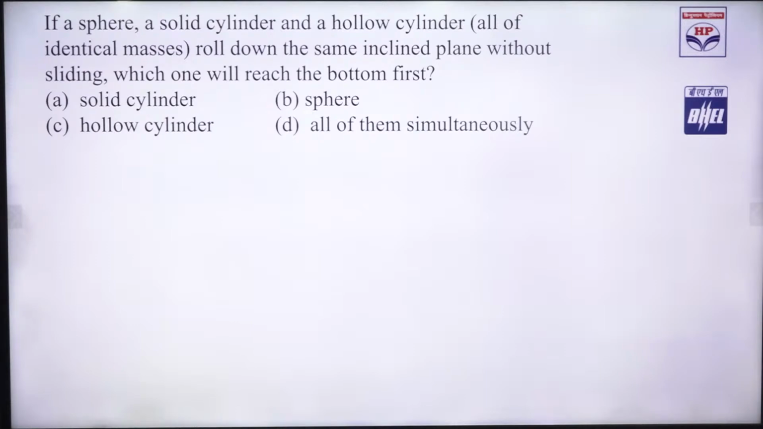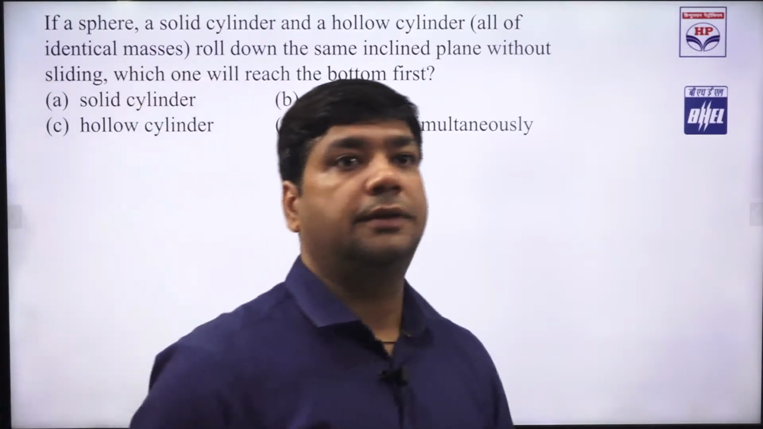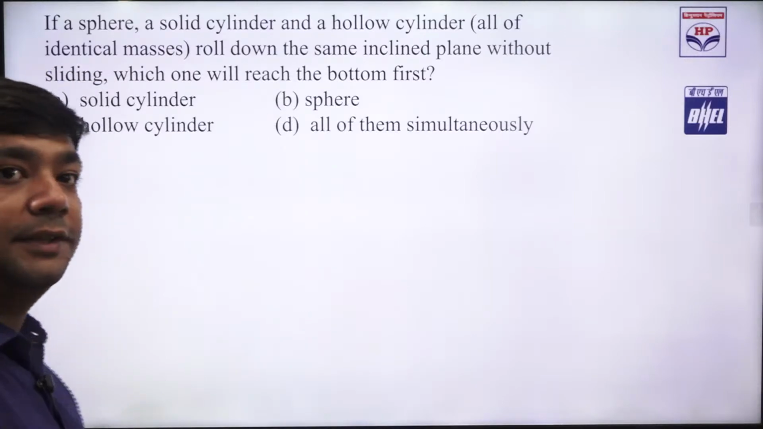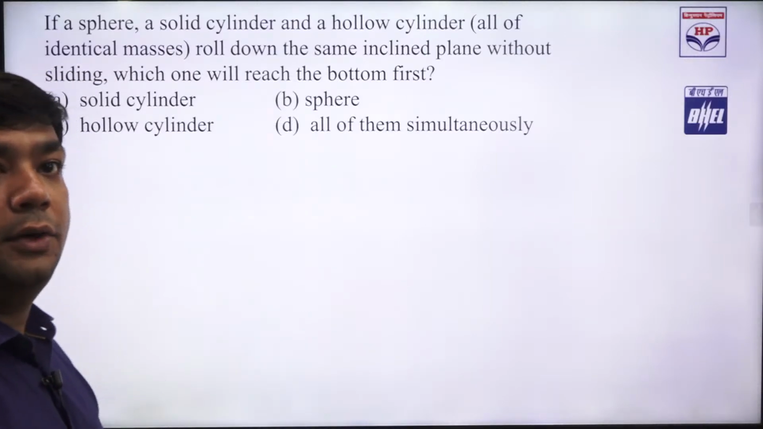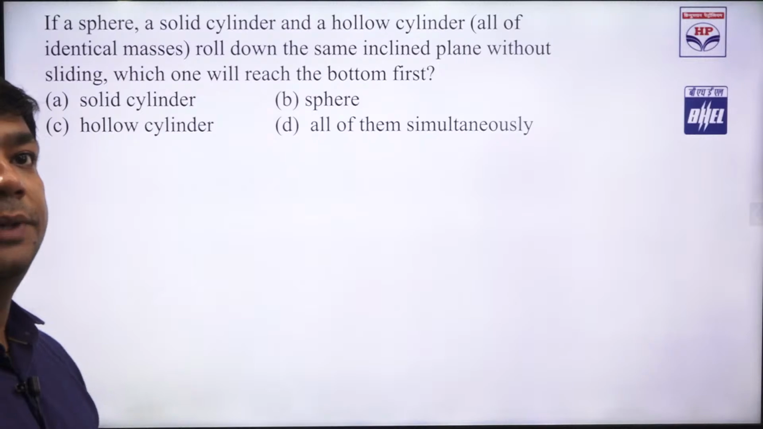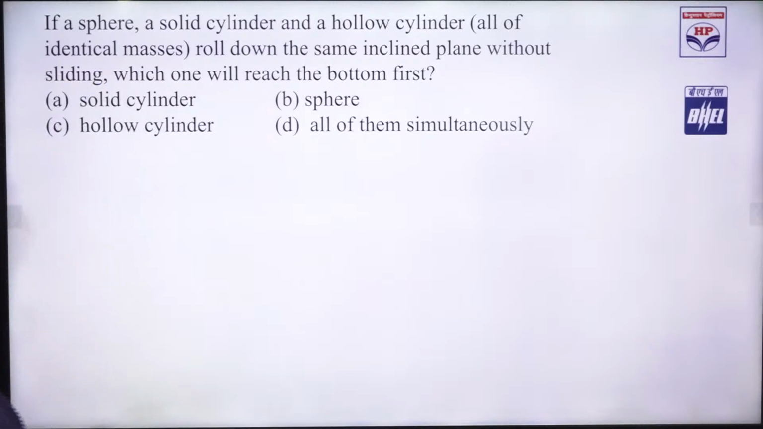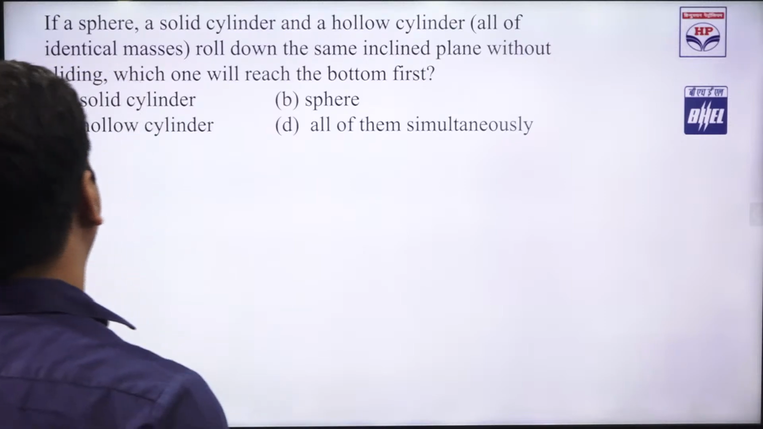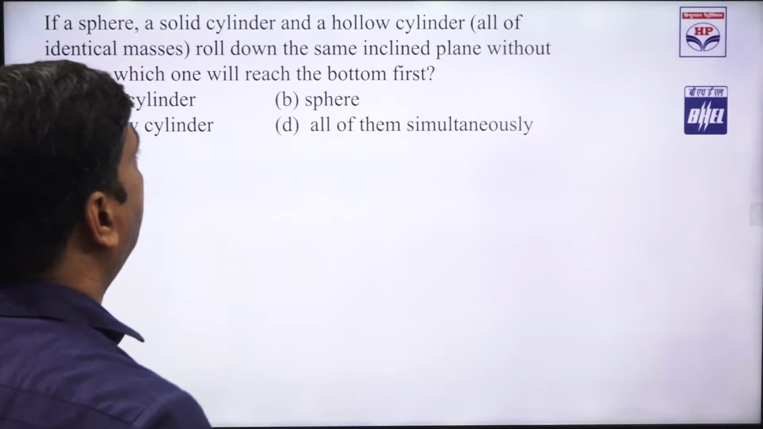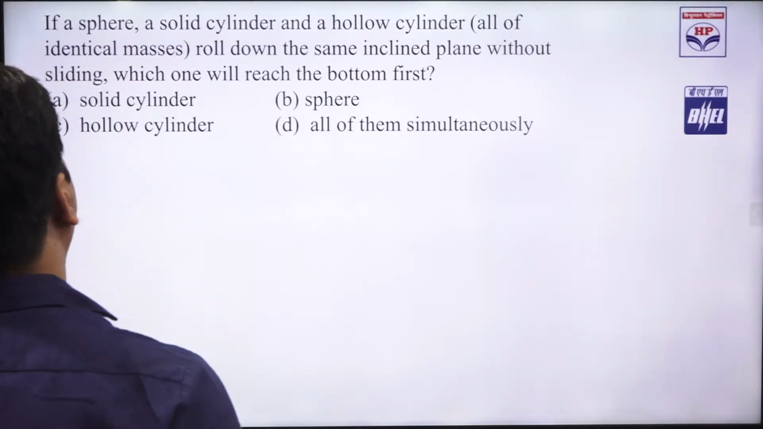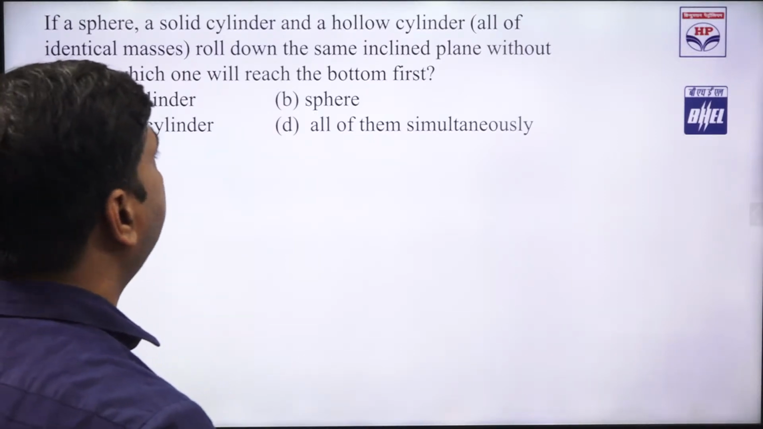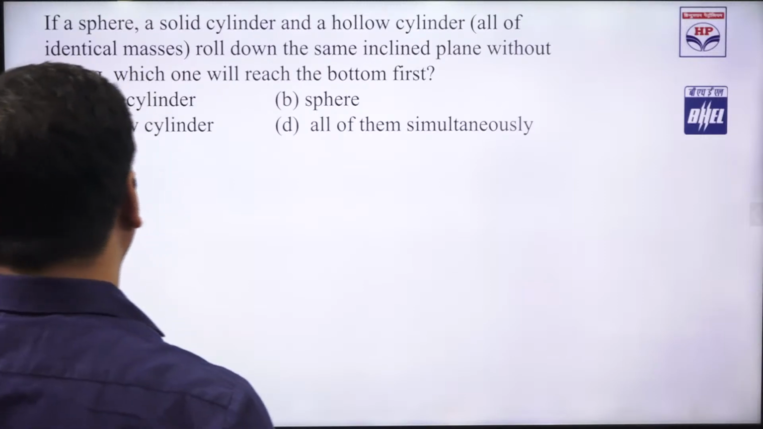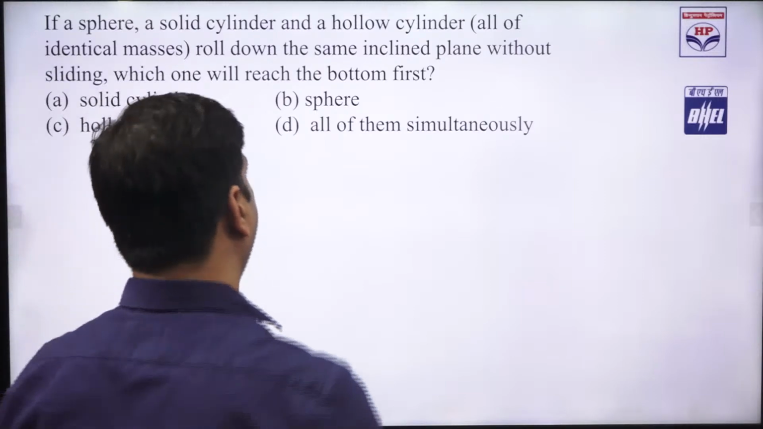So what's the answer? Someone is giving A, someone is giving B. Two of them said A, and one of them said B. Okay. So the question is saying that if a solid cylinder and a hollow cylinder, all of them having identical masses, roll down the same inclined plane without sliding, which one reaches the bottom first?